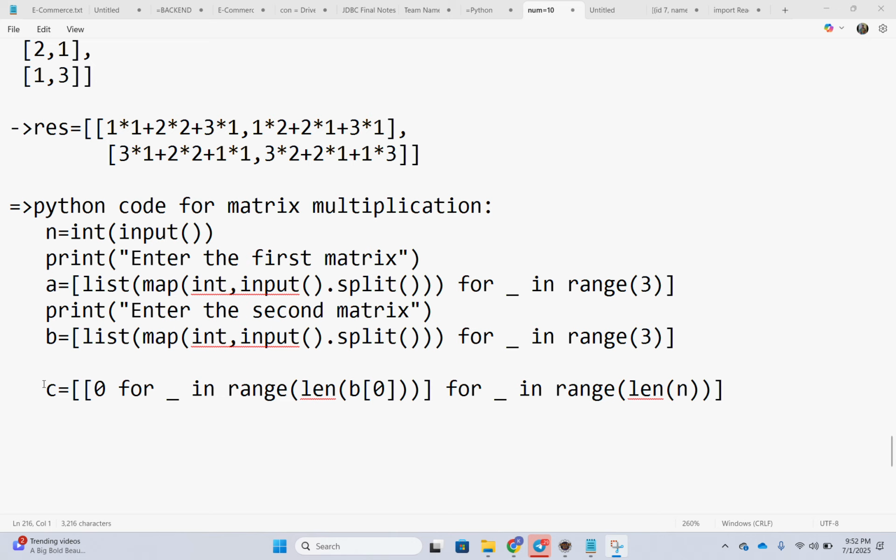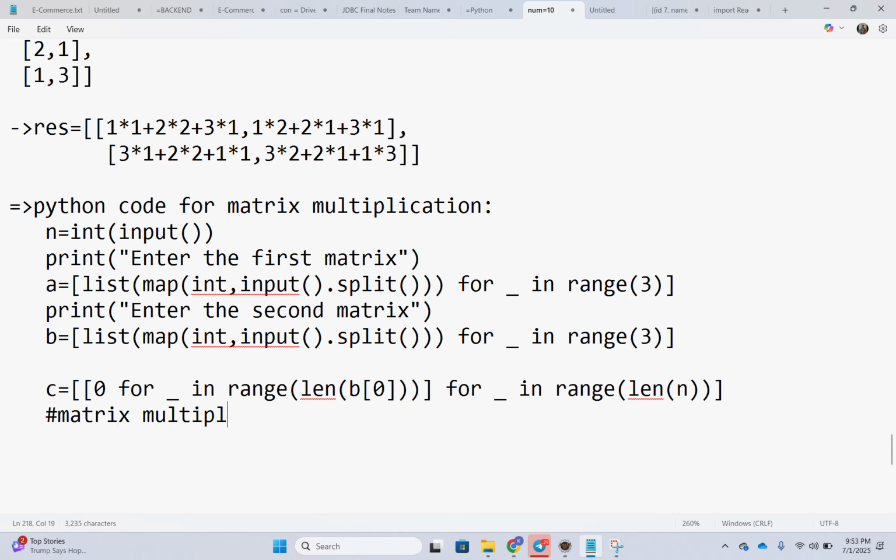So now we are going to perform matrix multiplication. Initially I read how many rows there will be, and for that I declared n. Then followed by the first matrix, then the second matrix, and then I declared the matrix C. So now I'm going to write the condition for matrix multiplication. Just follow carefully, you will get a good clarity. I'll make a comment also.